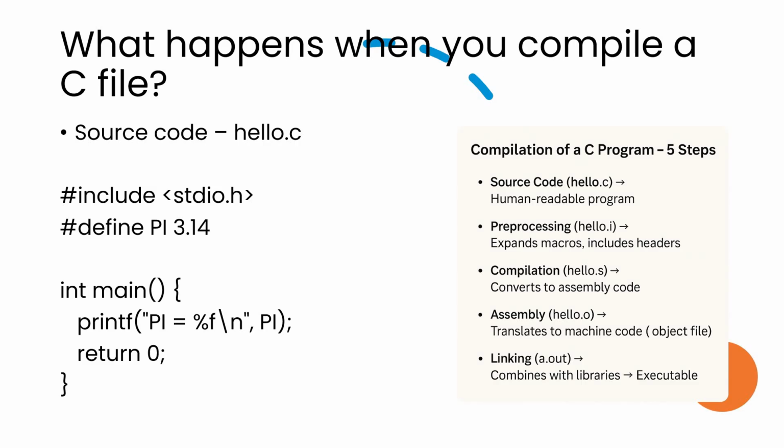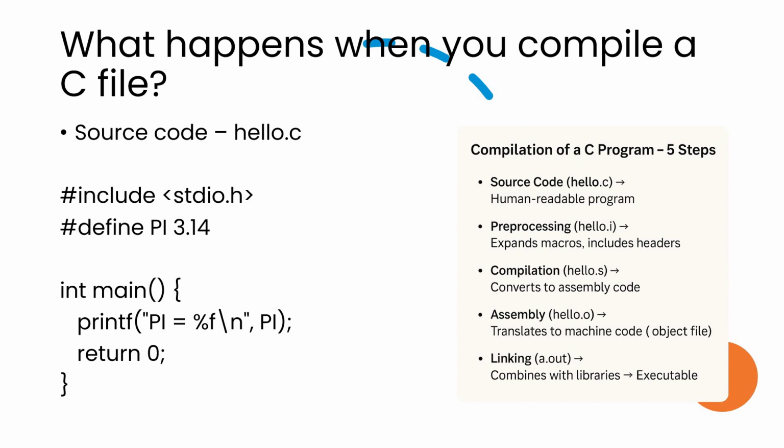C programs don't go straight from code to output. They go through a proper step-by-step journey, transforming from human readable code into machine executable instructions. In the next 2 minutes, let's walk through this journey in 5 simple stages from source code to the executable.